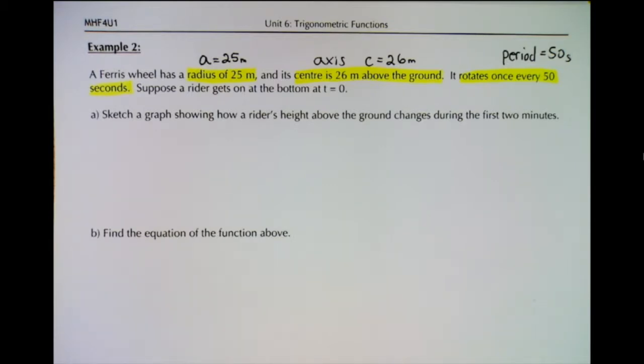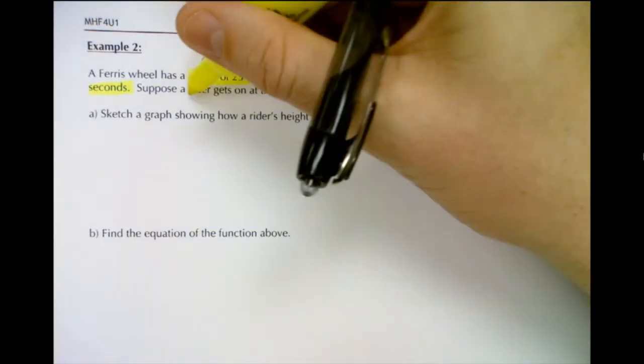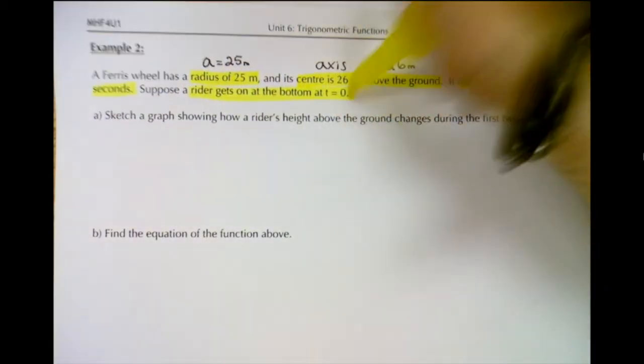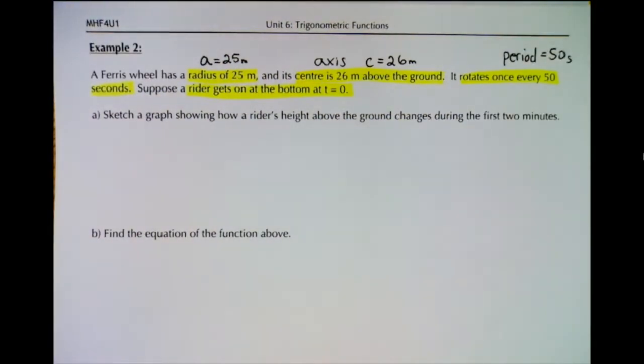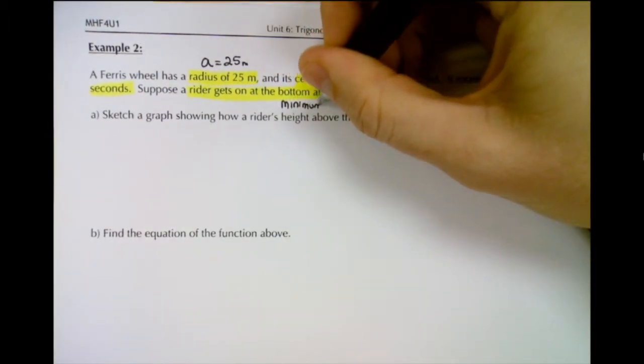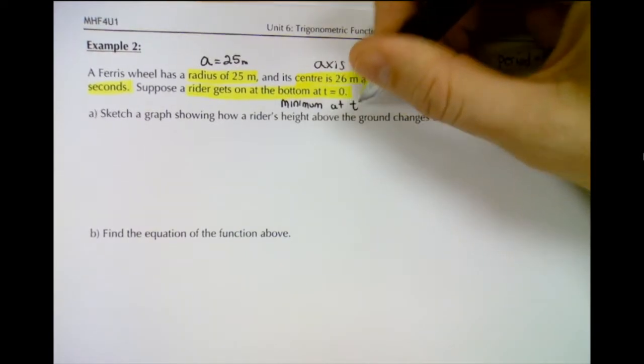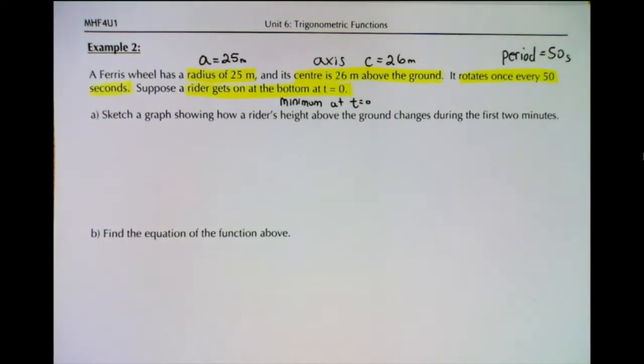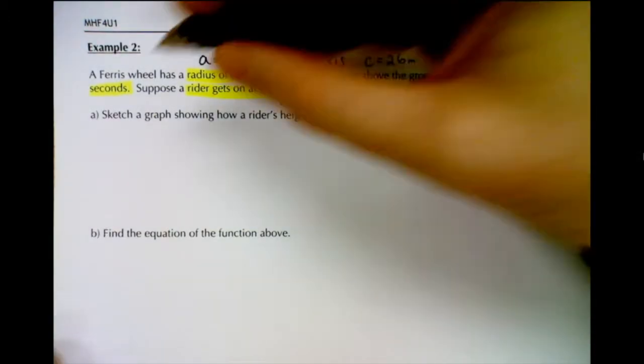But in this situation, the rider gets on at the bottom. So that means we have a minimum at t equals 0. So we're starting from the bottom of the graph. So let's try to put all these pieces together and come up with a sketch, and we'll use that sketch to come up with our graph.